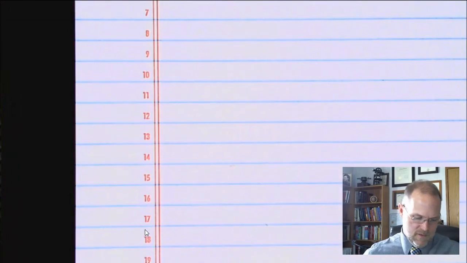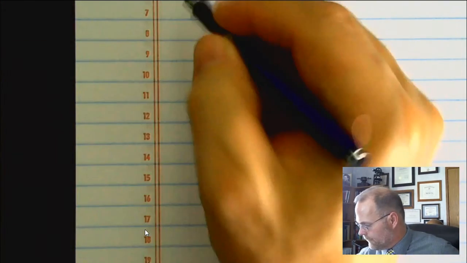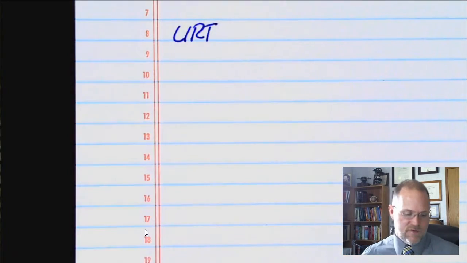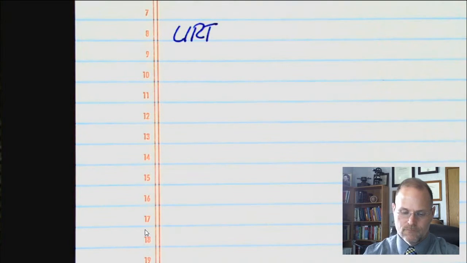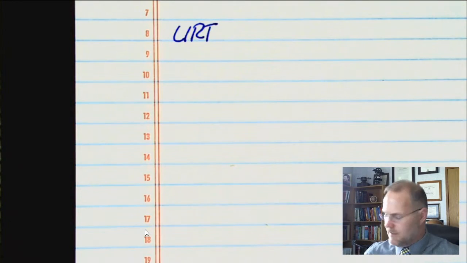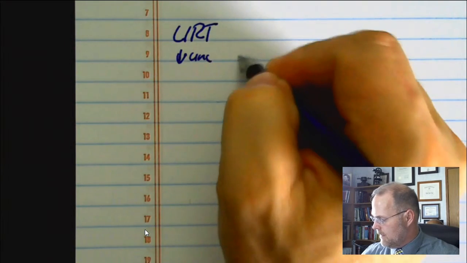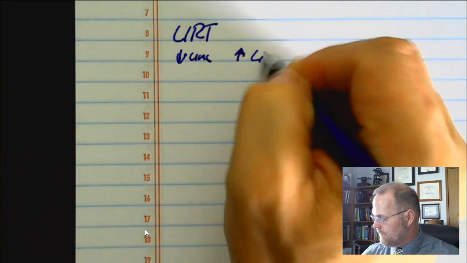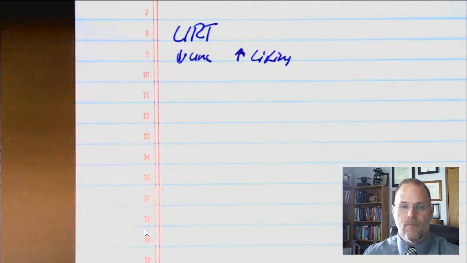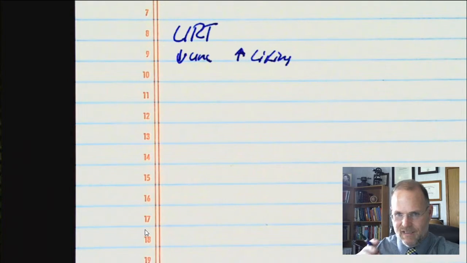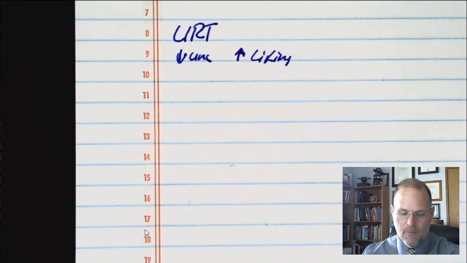All right, so we're looking at URT, uncertainty reduction theory. And then here's the notion that as uncertainty drops, liking increases. That's the idea. As your uncertainty goes down, your liking increases. Or your disliking may increase, but it's still liking. It's just one's got a prefix on there. All right, the next thing, but there are 3 basic areas.